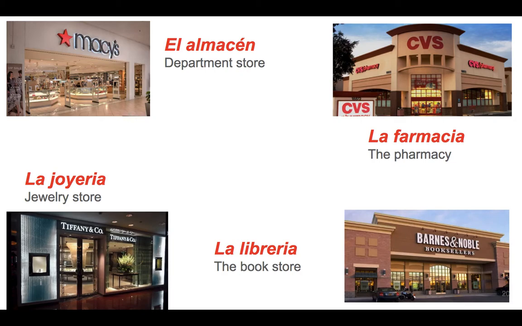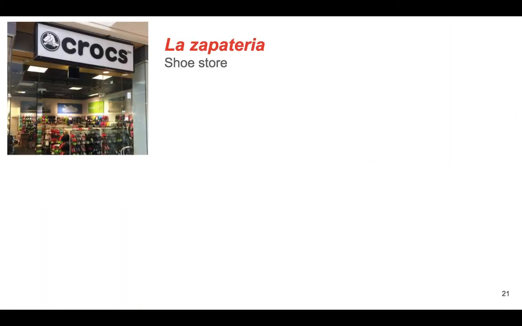Librería. So we know that biblioteca means a library, but a librería is actually a bookstore. Okay? We have biblioteca, library. Librería is a bookstore. So don't confuse them, especially if you're a Spanish speaker. Don't confuse them, okay? All right, then we have la zapatería.